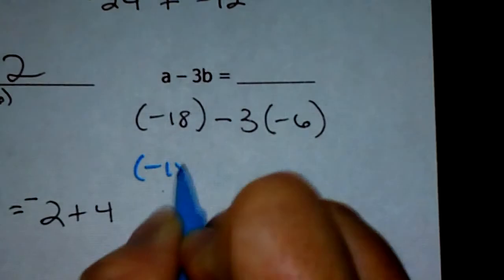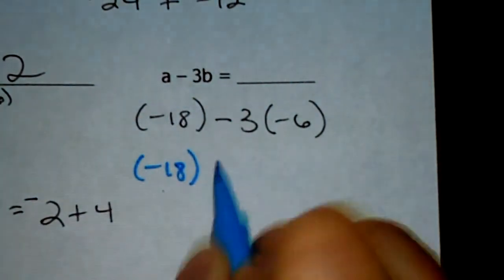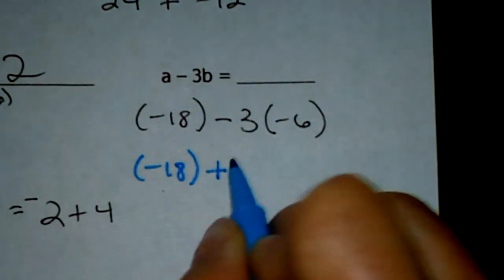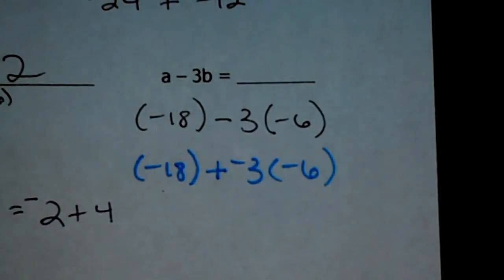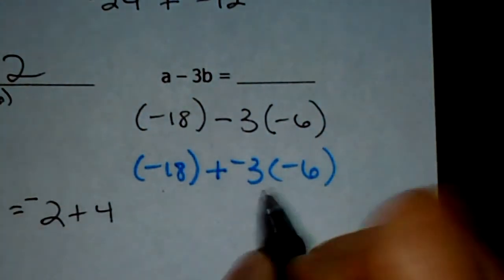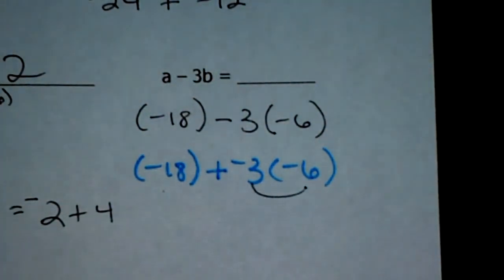This negative 18 is going to stay. I'm going to change this subtraction to addition. That 3 becomes a negative 3. I rewrite the rest of the problem. You cannot do negative 18 plus negative 3 first. Order of operations says that you need to do all multiplication and division before you can add.